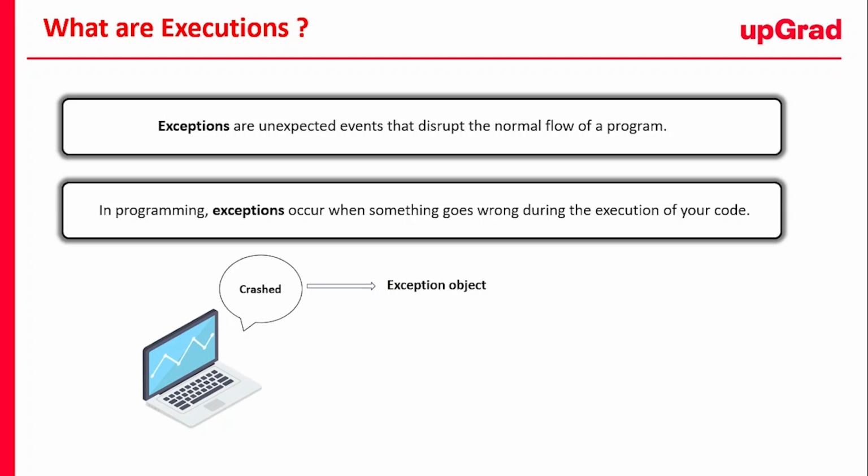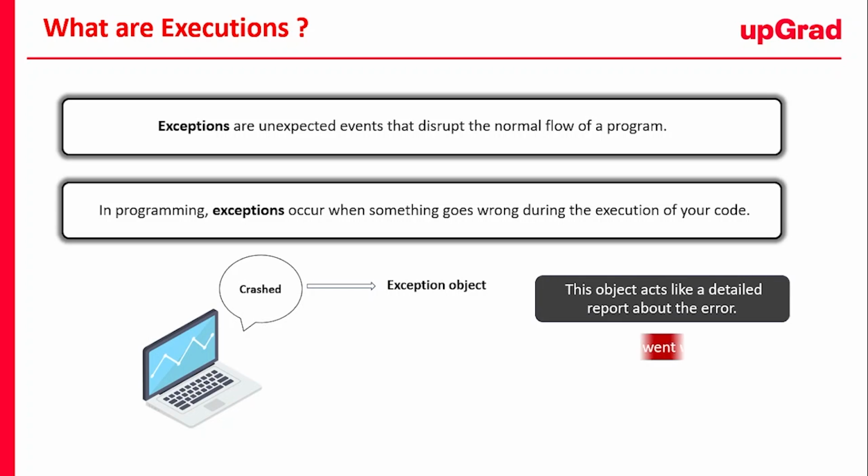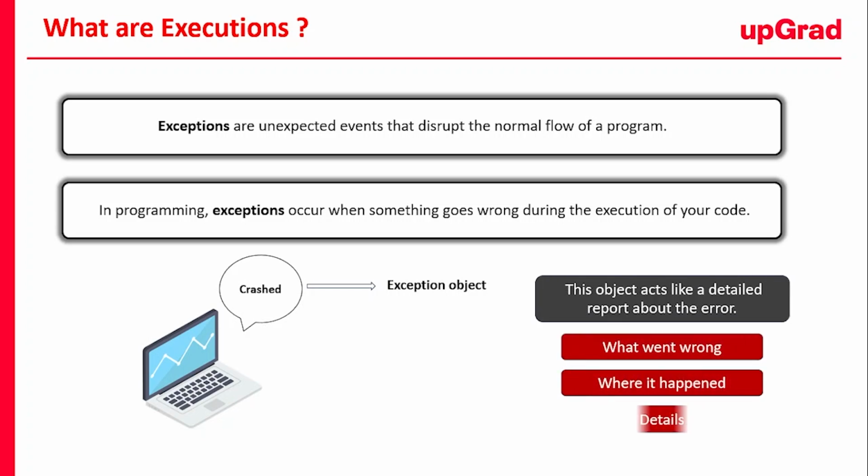Exceptions are Java's way of handling errors. Think of them as Java's way of saying, hey, something went wrong here, and I'm letting you know about it so you can fix it. Instead of letting your program crash outright when it encounters a problem, Java creates something called an exception object. This object acts like a detailed report about the error. It contains information such as what went wrong, where it happened, and the details about the error.